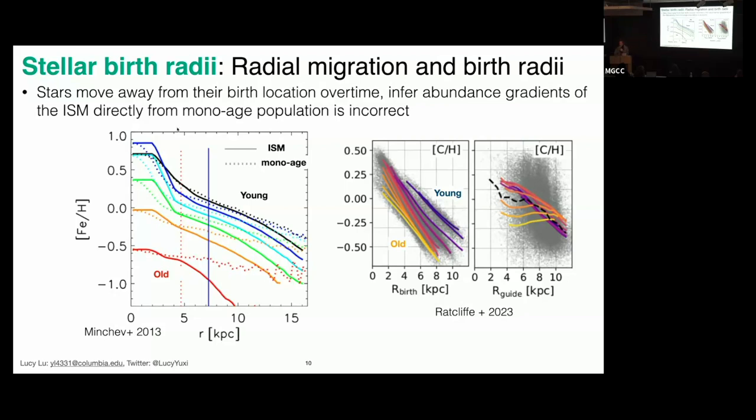On the right is the carbon to hydrogen ratio, plotted in birth radii space, which is shown on the left here, and plotted in guiding radius, which is current radius. You can see that these different lines show the gradient in birth radii space and in guiding radius space, and they look really different. So again, all this is to show that it is important to take radial migration into account.